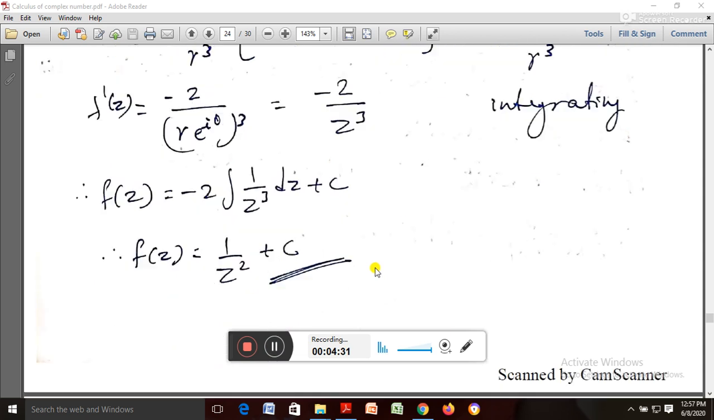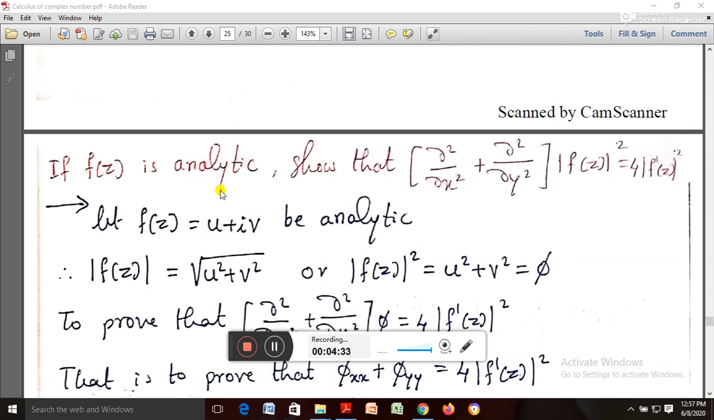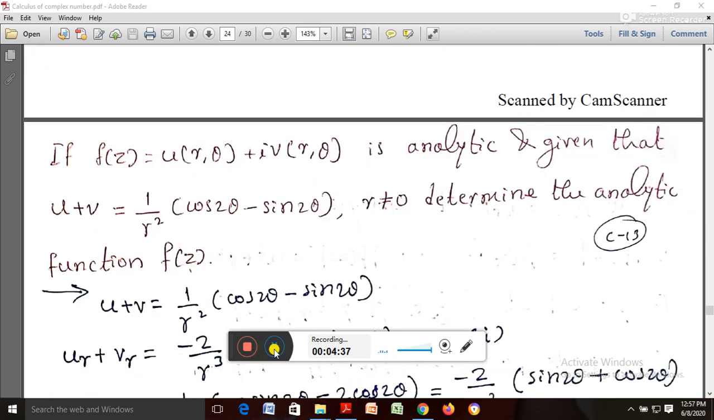So let us solve the next example. If f of z is equal to u of r comma theta plus i into v of r comma theta is analytic, and given that u plus v is equal to 1 by r square into cos 2 theta minus sin 2 theta, r is not equal to 0, determine the analytic function f of z.